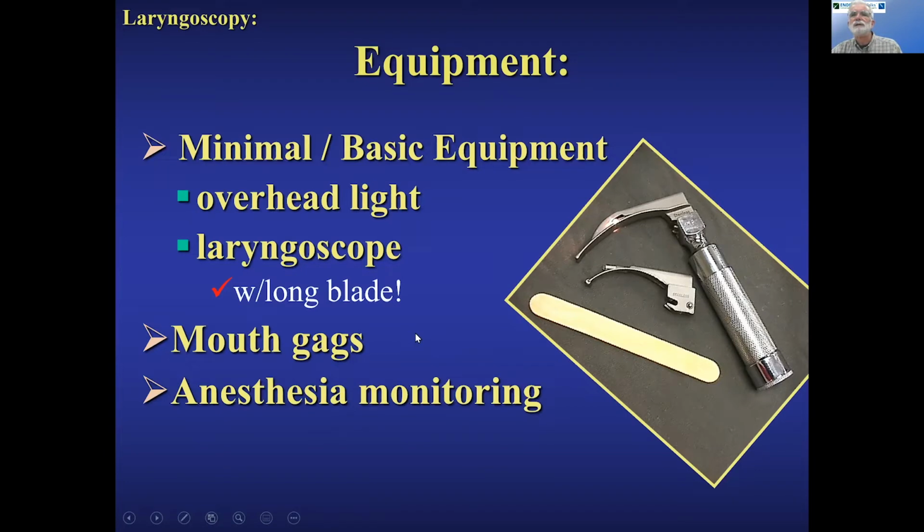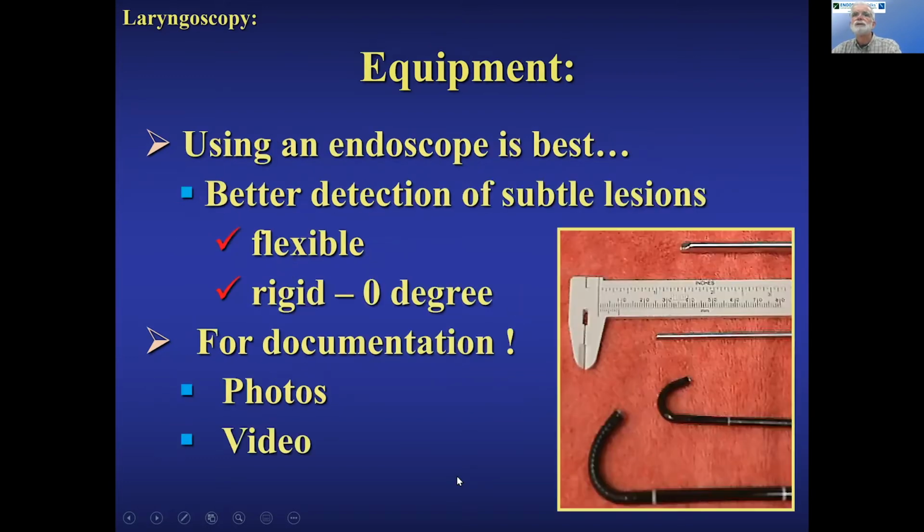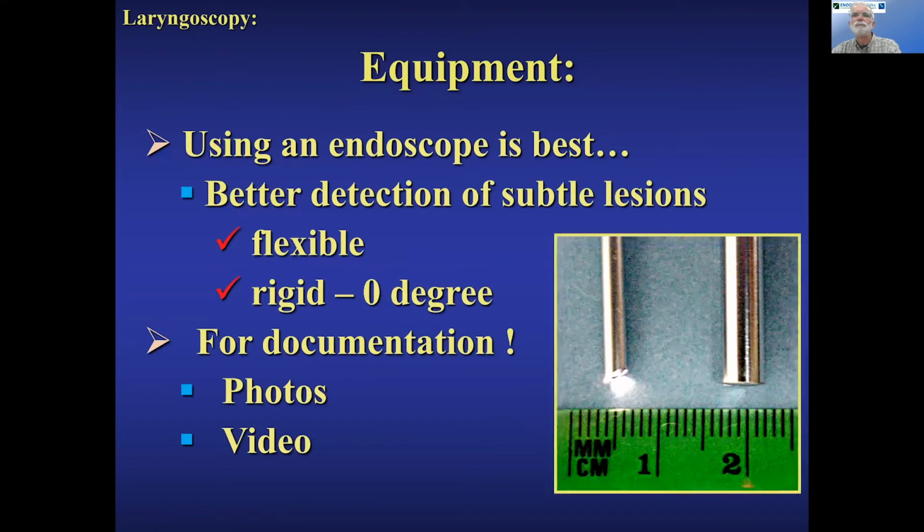Mouth gags are nice because they prevent it from biting down on you and also give the people that are holding something to hold. If you put two mouth gags and you can hold the head very still, and whatever anesthesia monitoring equipment that you're going to need, oximetry, EKG, and so forth, just the standard stuff, all right? As far as scopes, flexible or rigid, most often I'm using a rigid scope, better documentation. Now we're talking about Storz equipment potentially.